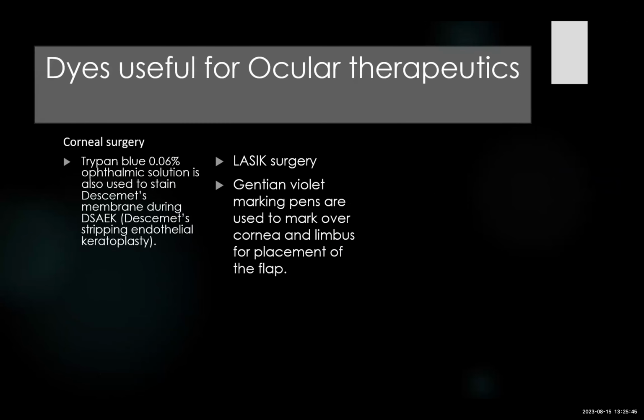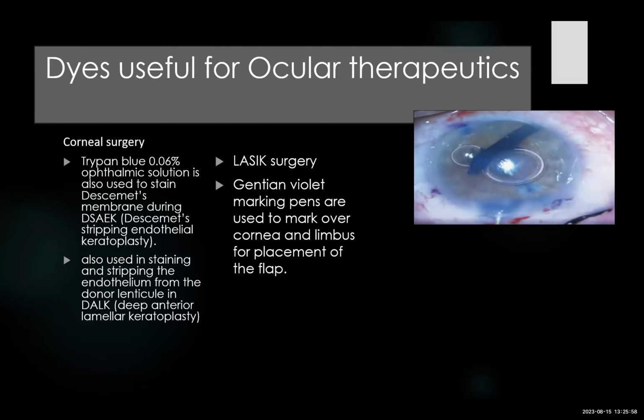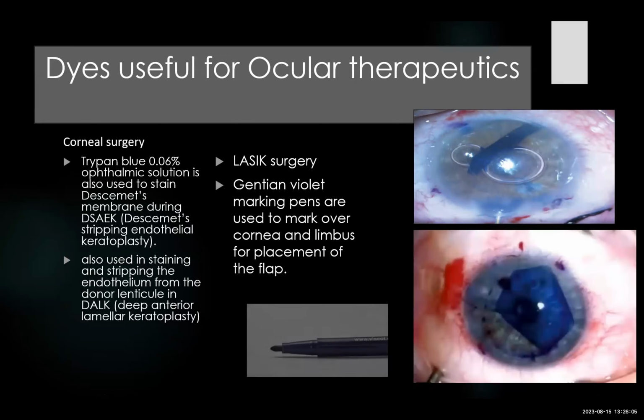And this we use for corneal surgery is the same trypan blue used for Descemet membrane during stripping in endothelial keratoplasty, also used for staining and stripping of endothelium in DALC. And the same in LASIK surgery, we use gentian violet marking paint for correct placement of the flaps. Here's the pen.